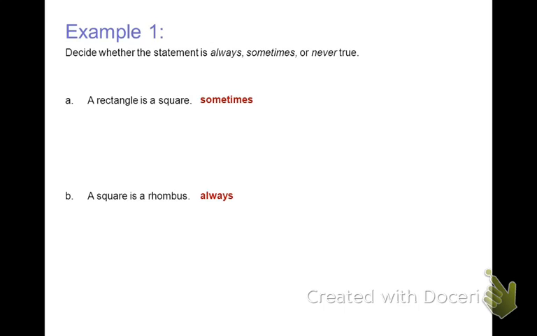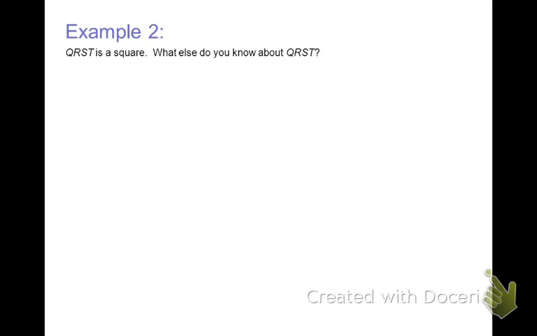Okay. I am telling you that QRST is a square, and I'm asking you, what else do you know about QRST as far as what properties does it have? So let's think about this in an organized process rather than just spouting them all out. A square is what kind of a thing?